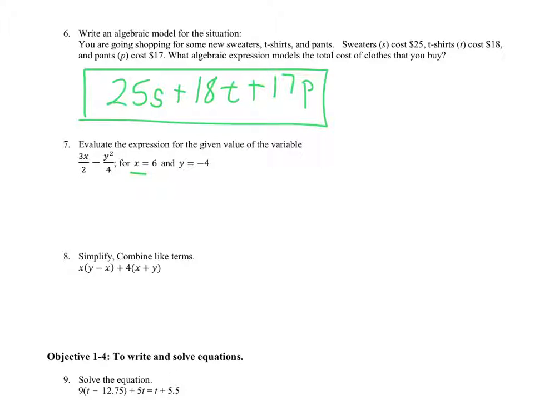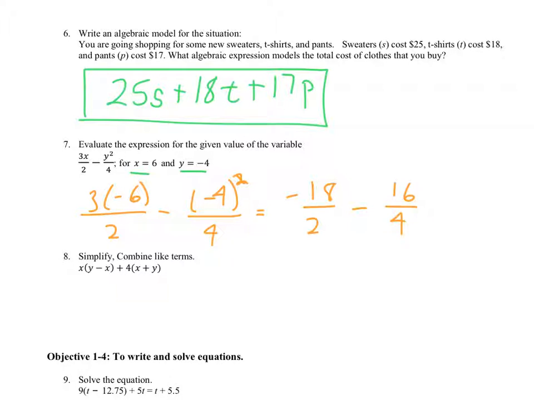For number 7, we're just plugging a 6 in for x and a negative 4 in for y. So if we look at that, it'd be 3 times the negative 6 over 2 minus a negative 4 squared over 4. So we evaluate that, we end up with negative 18 over 2 minus 16 over 4. So that's negative 9 minus 4, so we're talking negative 13.